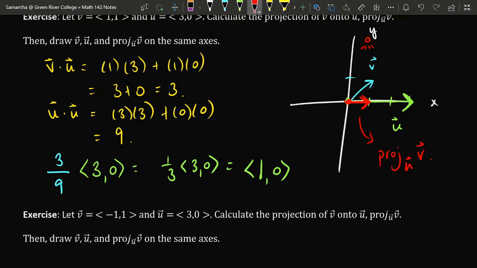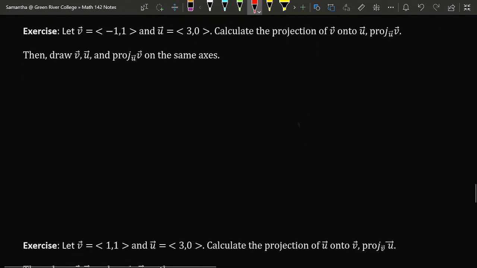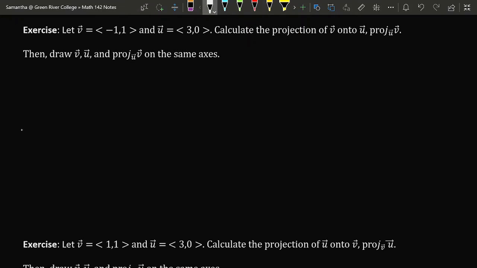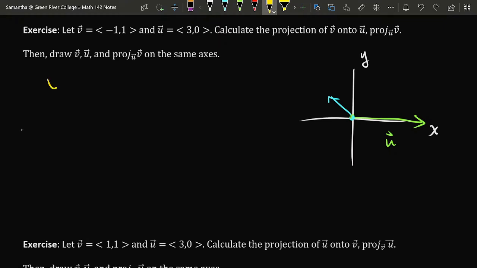Let's try it again with a twist. This time v has a negative x component. So here's the vector u, but this time v is pointing to the upper left. Now in this case, v dot u is equal to -1 times 3 plus 1 times 0. So that's equivalent to the number -3.